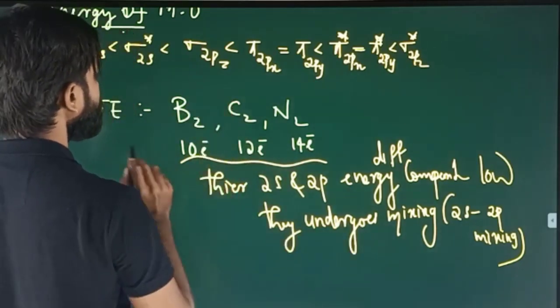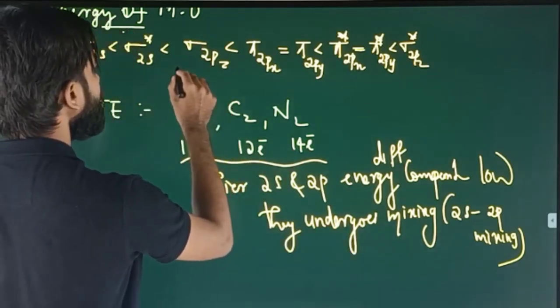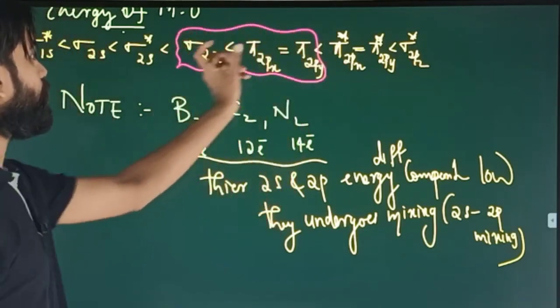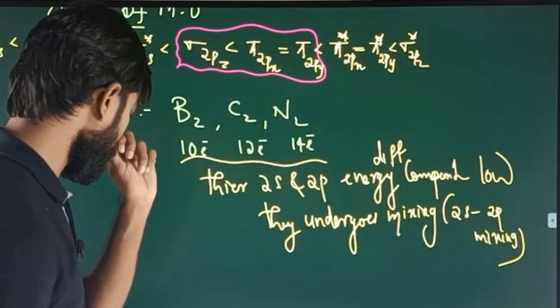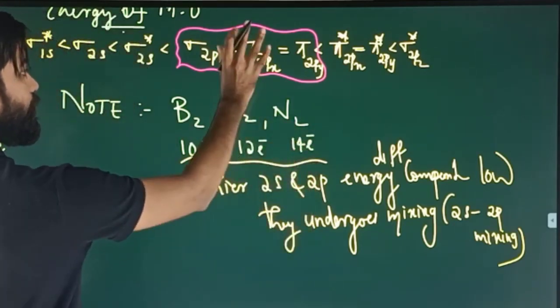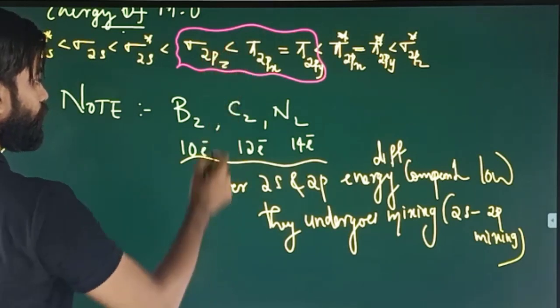That means here is the difference. This gets shuffled. So what will be the order? So no need to find the whole order. What will be the order? This gets shuffled only for these elements.